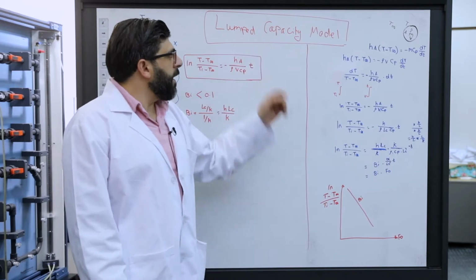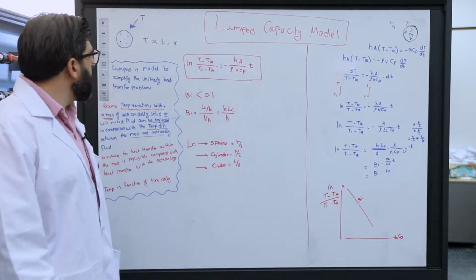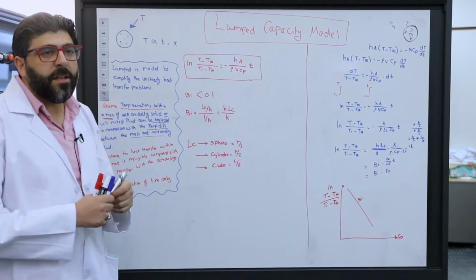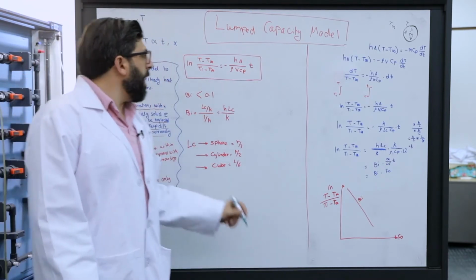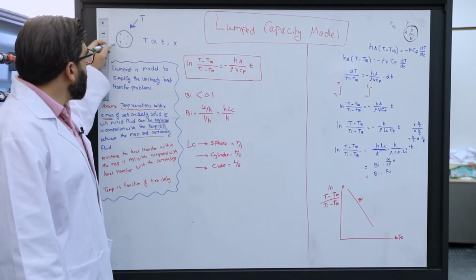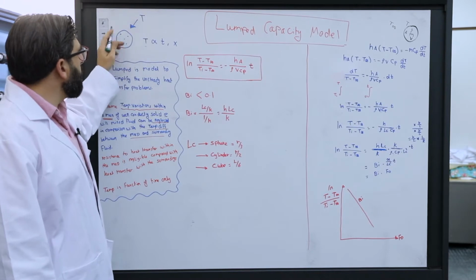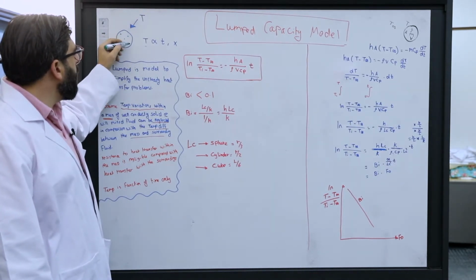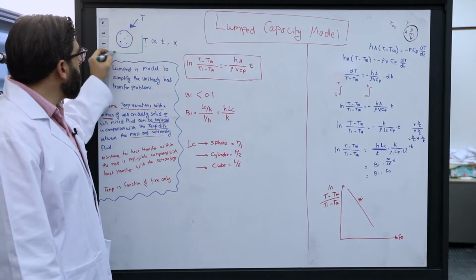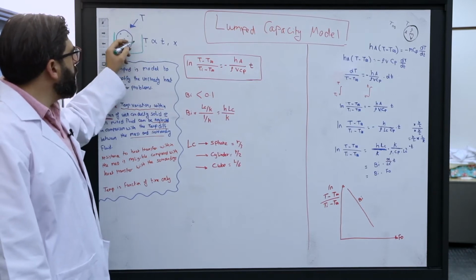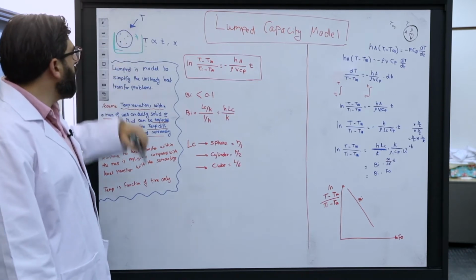Today's experiment is the lumped capacity model. We use this model to simplify heat transfer problems related to unsteady heat transfer. If I have an unsteady system, suppose we have a body, and this body is subjected to a sudden change in the surrounding temperature.